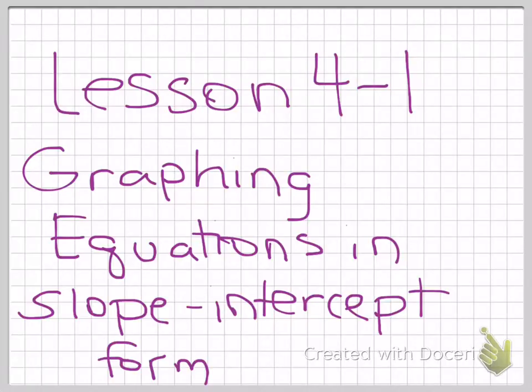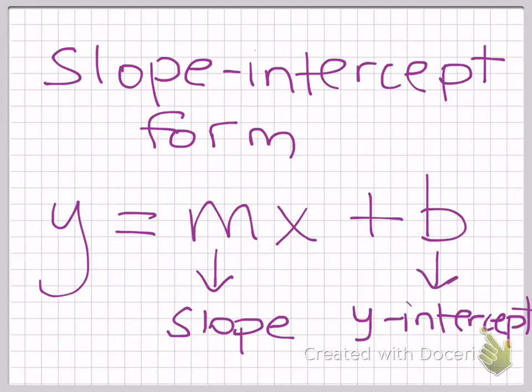Today we're looking at Lesson 4.1, Graphing Equations in Slope-Intercept Form. We've talked about slope-intercept form before. This is an example of what it looks like. We have y equals mx plus b. The slope is going to replace the m, and the y-intercept value is going to replace the b.